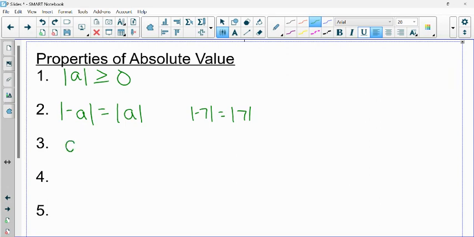If you have a number that is not in absolute value, it's always less than or equal to the absolute value of that number. So for example, if I had -3, -3 is less than or equal to the absolute value of -3, because the absolute value of -3 is 3. So -3 is less than or equal to 3. If I had +3 and +3, it would be the equal to part.